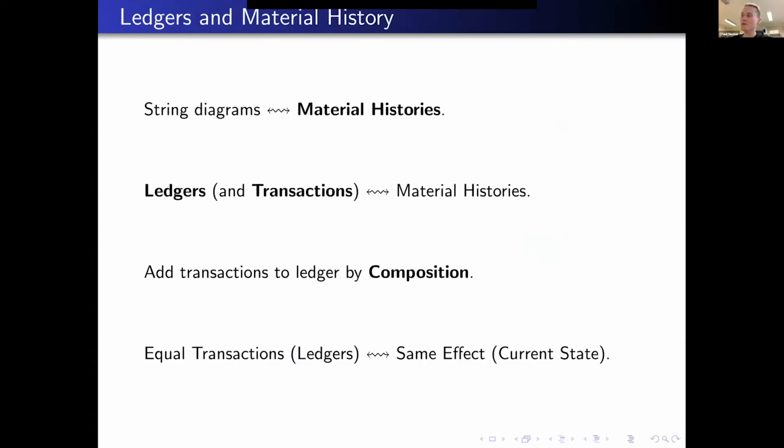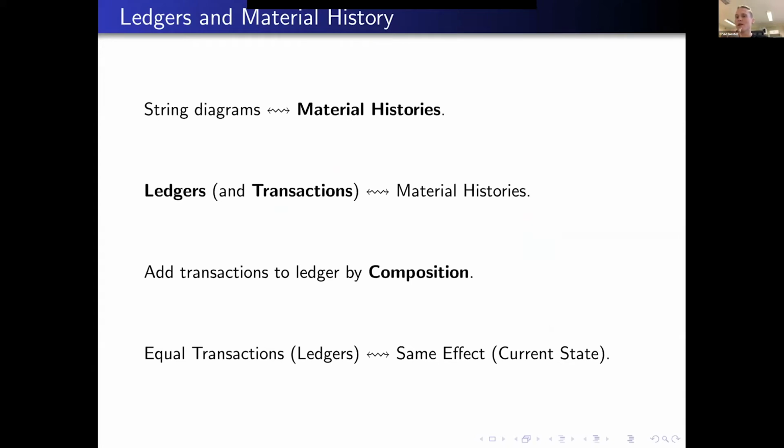And so in this way, we can read these string diagrams. The word I'd like to use is material histories. These string diagrams tell us about the material history of some stuff. It's a little slice of that. And a material history is exactly what a ledger is. In particular, a ledger, like say the Bitcoin ledger, is the material history of all the coins on it. That's the point of a ledger.